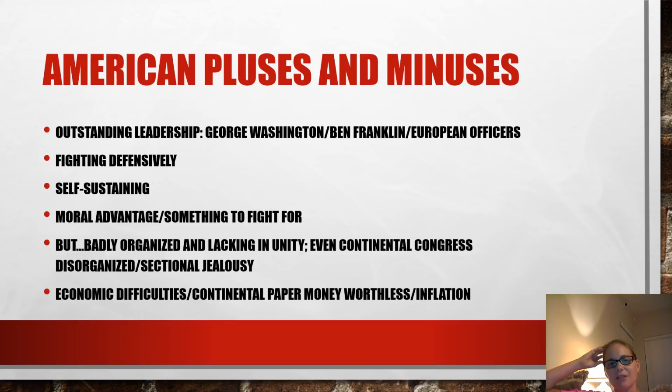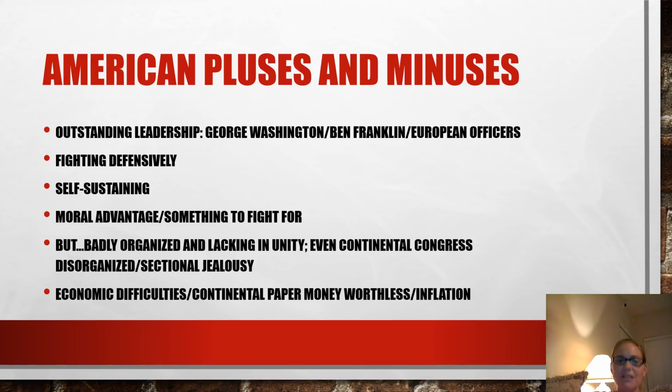So heading into this conflict, American pluses and minuses. So we have the pluses: outstanding leadership, George Washington, Ben Franklin, diplomatic, European officers that would come over and start training our colonial troops. We are on the defensive fighting, so we can fight as long as we are able to, because we're not going on the offensive. We're not the ones provoking the war. We're sitting back and playing defense. We're self-sustaining. We've got a lot of farms. We can grow food and things like that. The colonists have been there a while. They know the land. They know how to work it. They can figure it out.